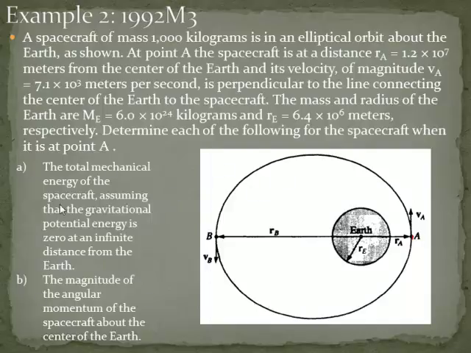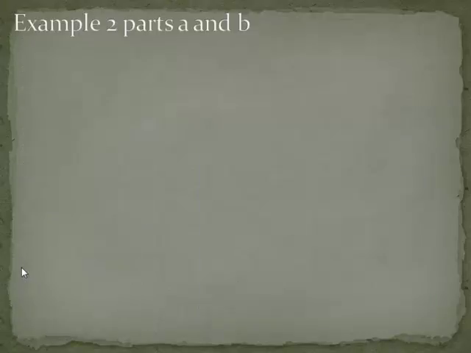So A asks us to find the total mechanical energy. And it says, assuming that the gravitational potential energy is 0 at an infinite distance from the Earth. So that's just assuming what I taught you guys when we derived our formula for gravitational potential energy. And then we also want to find the magnitude of the angular momentum of the spacecraft about the center of the Earth. So here are parts A and B.